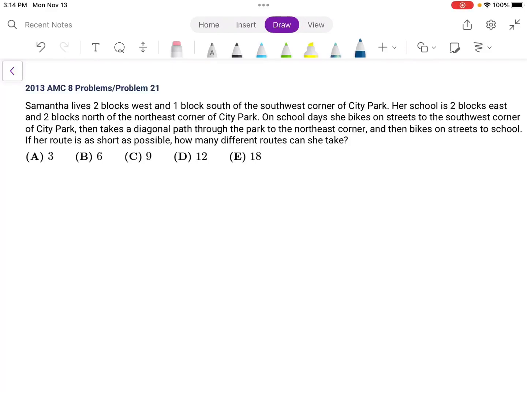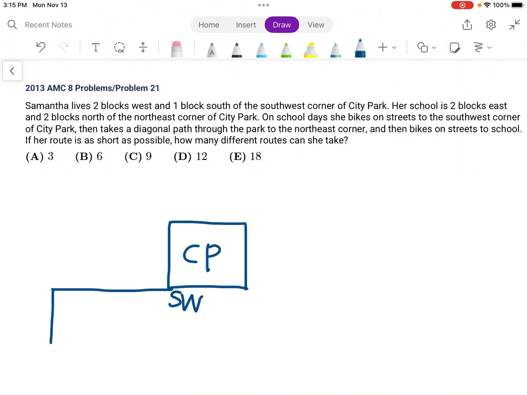Problem 21. Samantha lives 2 blocks west and 1 block south of the southwest corner of City Park. So let's draw this. This is the southwest corner of City Park. This is 2, this is 1, and here is home.